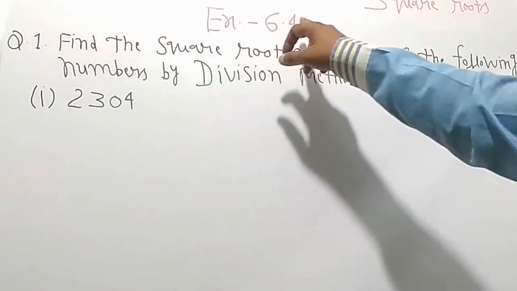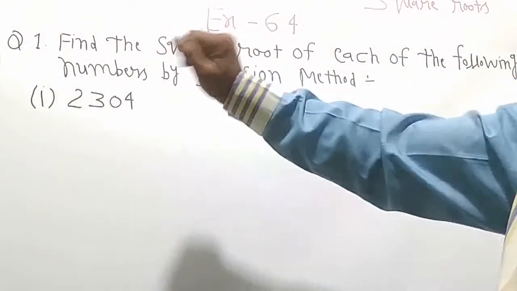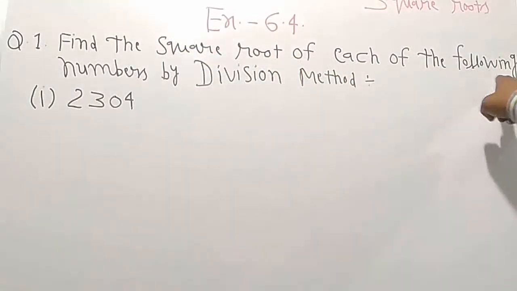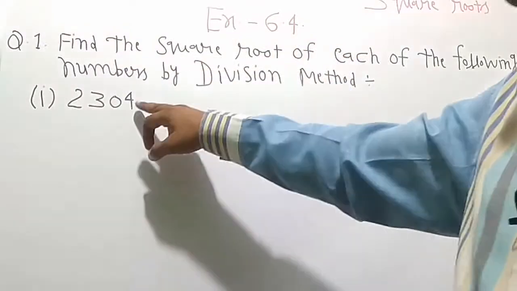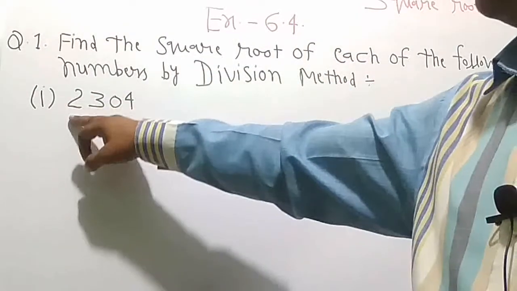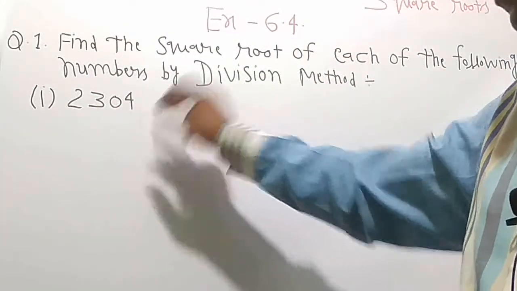Now we are going to start exercise 6.4. Question number 1: Find the square root of each of the following numbers by division method. The first part is 2304.